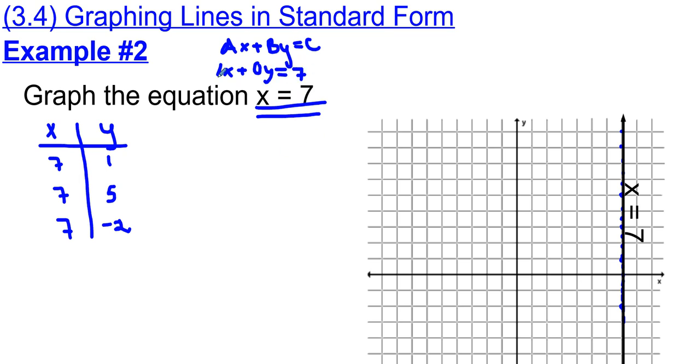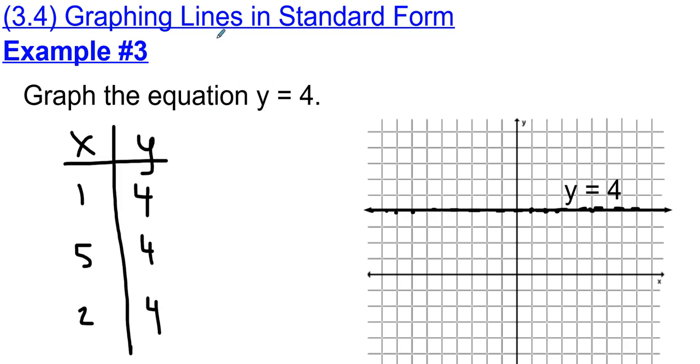In this one, it's also in standard form: ax plus by equals c. You don't have an ax term, so it's 0x plus b, which is just 1, because there's 1y equals 4. So this also is in standard form. It just doesn't quite look like it at first glance.